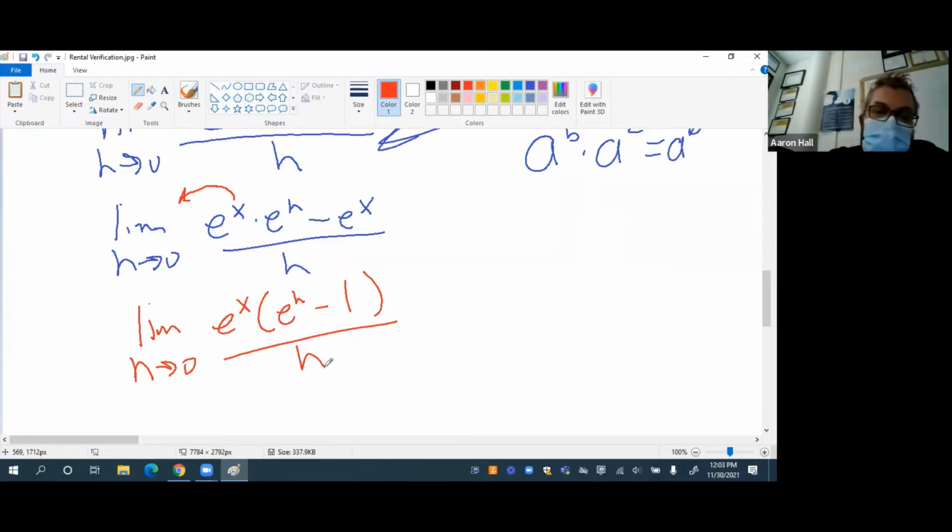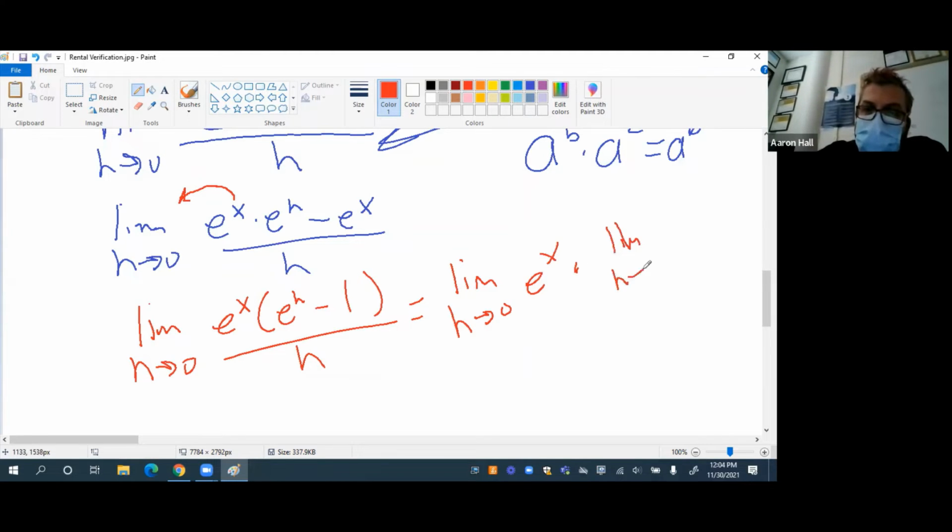Now, remembering one of our laws of limits, what did you call it, Thomas? The limit of a product is the product of two limits, or something like that? Yes. Okay, so that would give us the limit as h approaches 0 of e to the power of x times the limit as h approaches 0 of e to the power of h minus 1 over h.